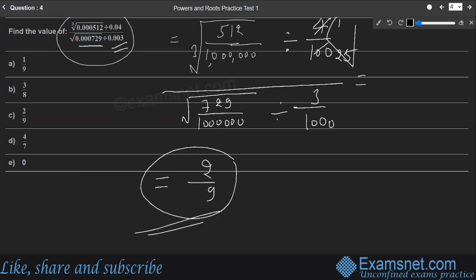By simplifying this into the hundreds and thousands by removing the decimal, the things are easy to solve. So this is what it has become. 2 by 9, which is available in option number C, becomes the right answer.